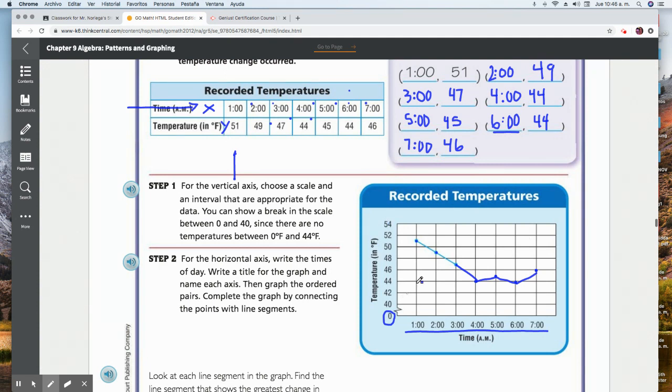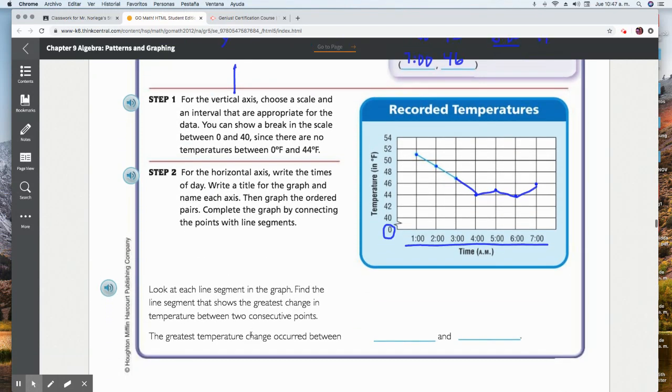line graph. A line graph is used to show the difference, okay? The difference, all right? The data, how the data changes over time, okay? That is what we use a line graph for, all right?